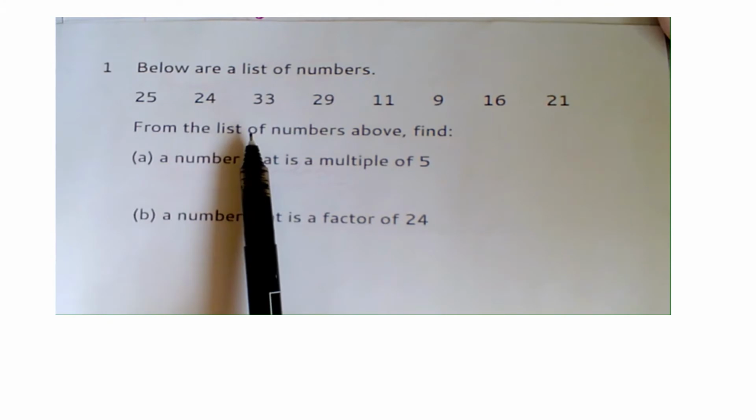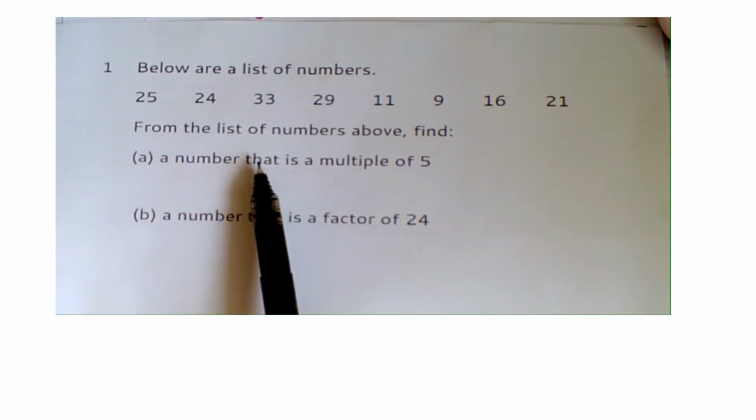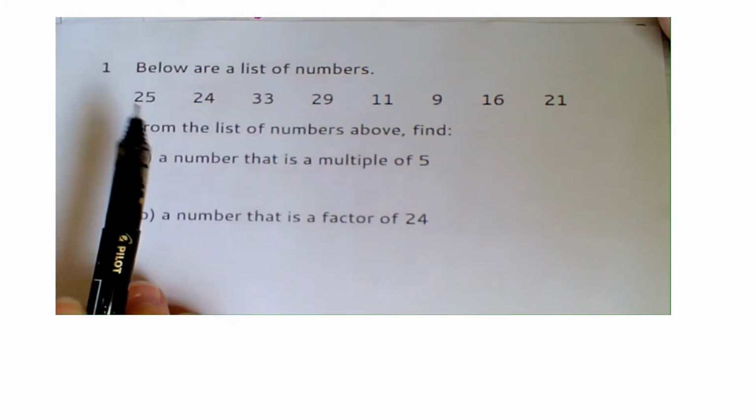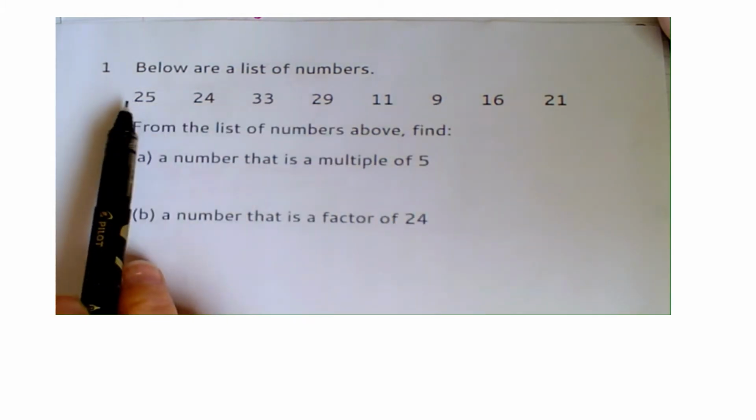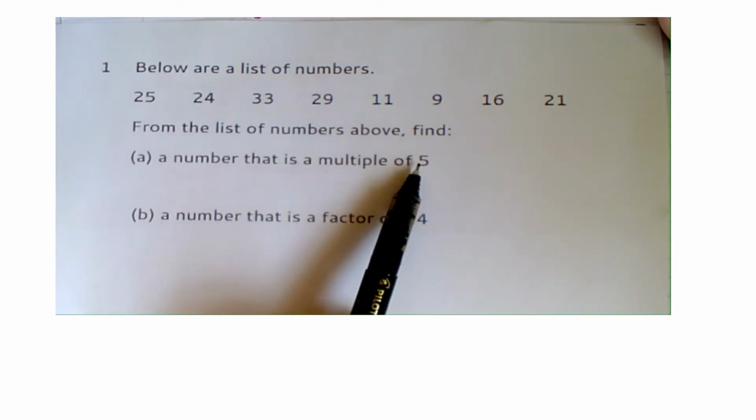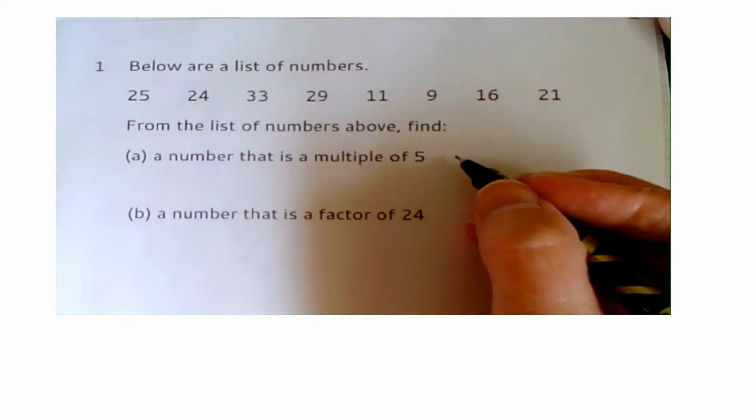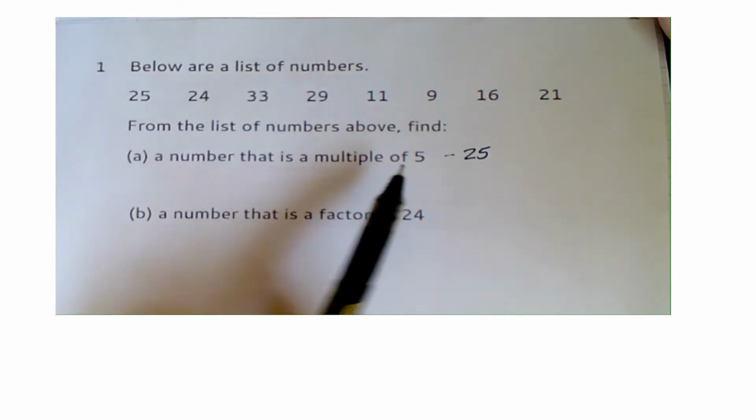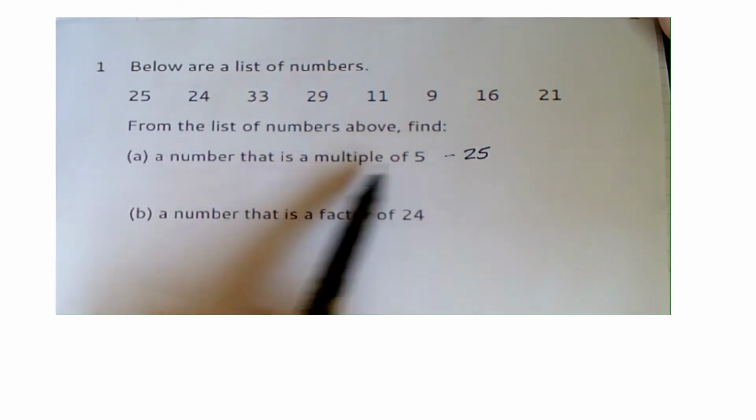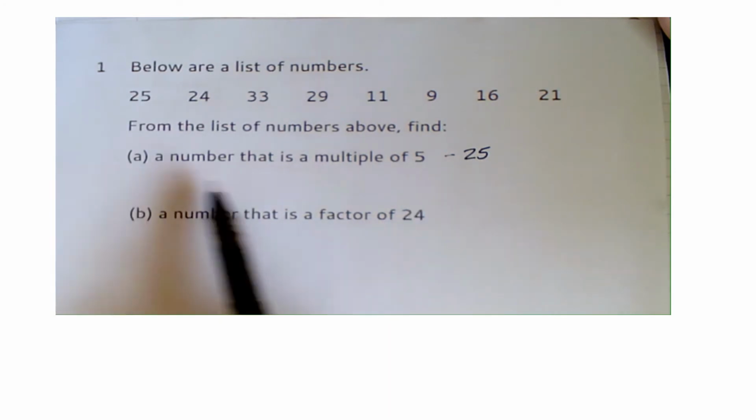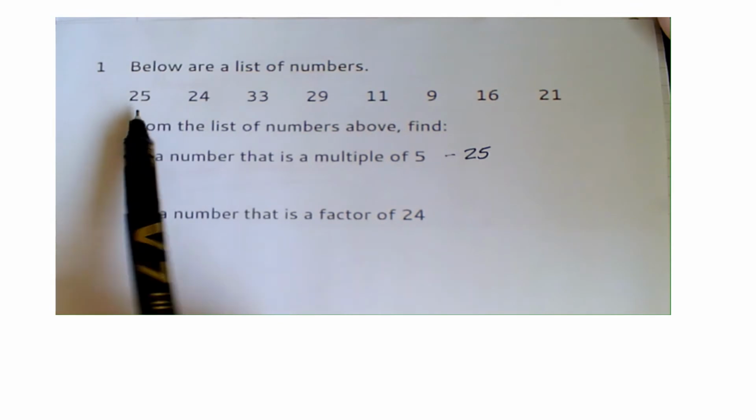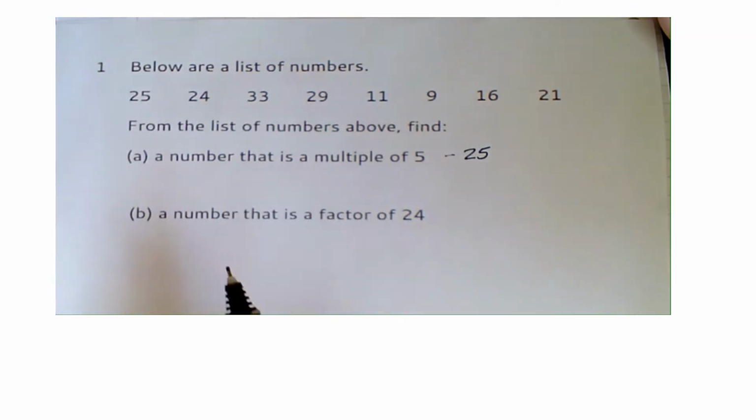So from the list of numbers above, find a number that is a multiple of 5. Well, having a look at these, I can see that 25 is a multiple of 5 because 5 times 5 is 25. So the answer here would be 25. In the previous test, people read a number that is a multiple of 5, and they would list a whole lot of multiples of 5, some of them not in the list. Pick the number in the list that goes with the question.